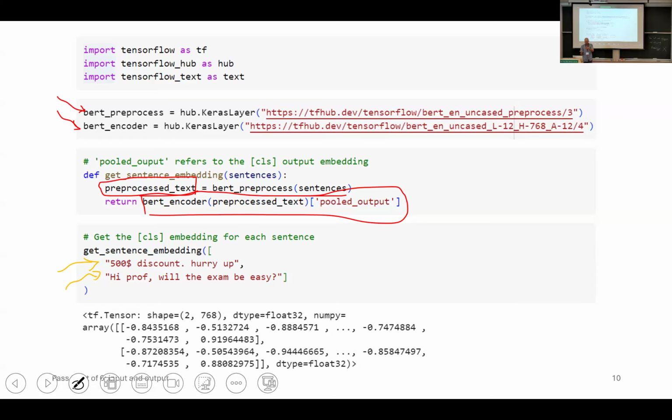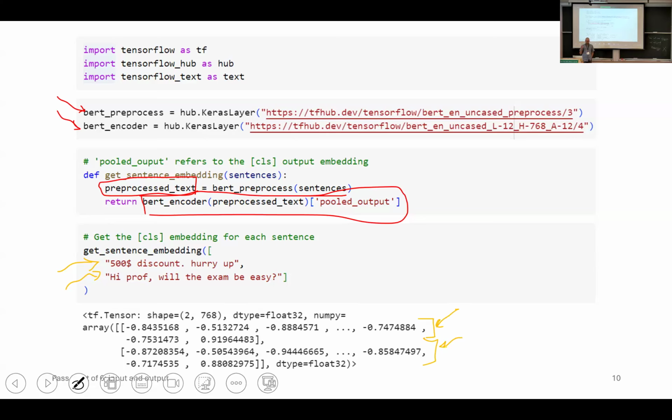I get emails about discount and hurry up, which are just spam, unwanted email. And sometimes I get emails from stressed students asking me whether the exam will be easy. And definitely, I don't want them to be stressed, but I don't consider that as spam because I'm a good professor. So now you can see that each of these sentences will be converted to a different vector, right? This is the vector for "$500 discount, hurry up." This is the vector for "hi prof, will the exam be easy," right?